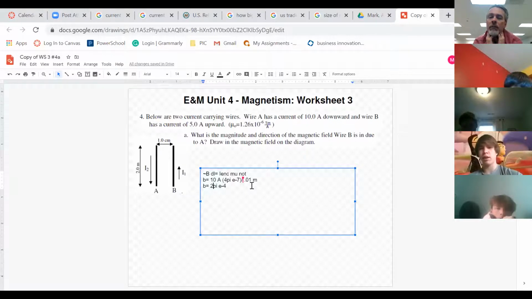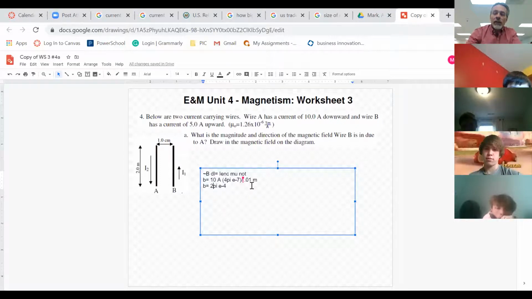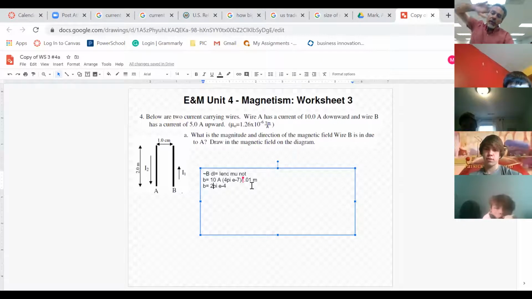So if we were looking at an independent point, like the middle between A and B, then we would subtract, or no? Well, if the question wants to know the magnetic field at some point between A and B, then you're going to have to find the magnetic field from A and the magnetic field from B. And I'm not really sure if you add or subtract, I have to use the right-hand rule.